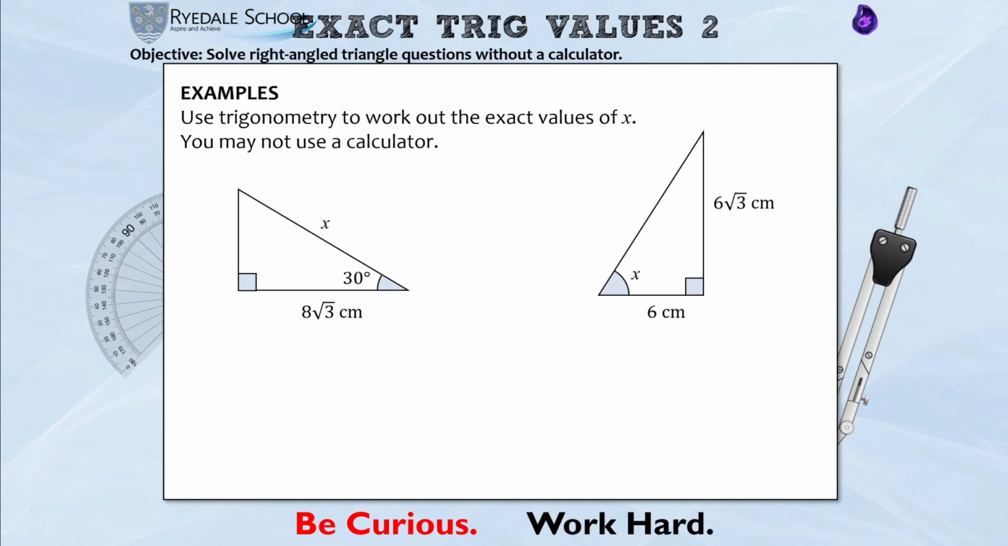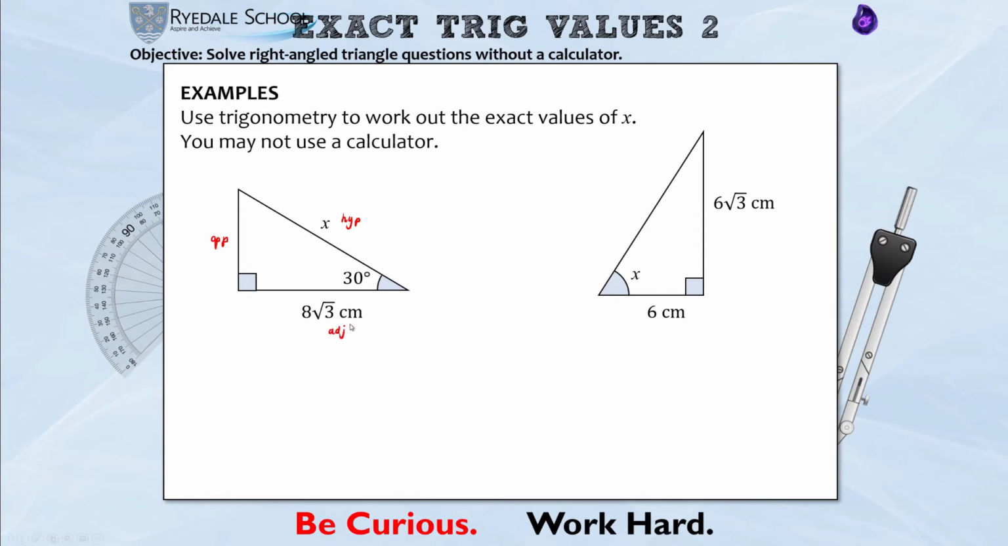So these questions say use trigonometry to work out the values of x. You may not use a calculator. With this first question, we're going to do what we would always do with a trigonometry question and label the sides. Opposite the 30 degrees is opposite. The x is the hypotenuse. 8 root 3 is the adjacent.